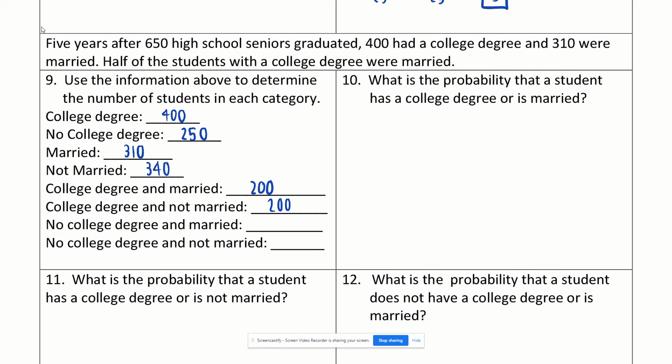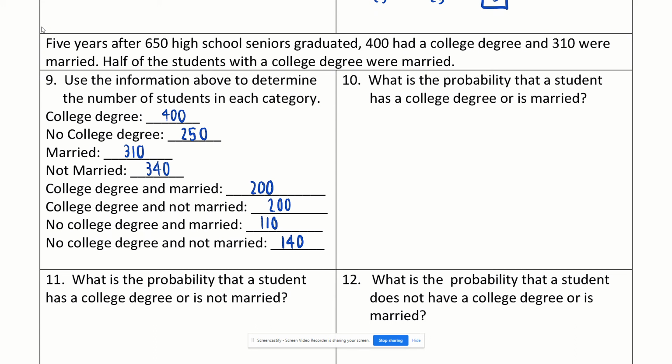Now, how many were totally married? 310. How many were college degree and married? 200. So how many were no college degree and married? Well, that's 310 minus 200. That's 110. But if there were 250 with no college degree and 110 of those were married, that's 140 who had no college degree and were not married.